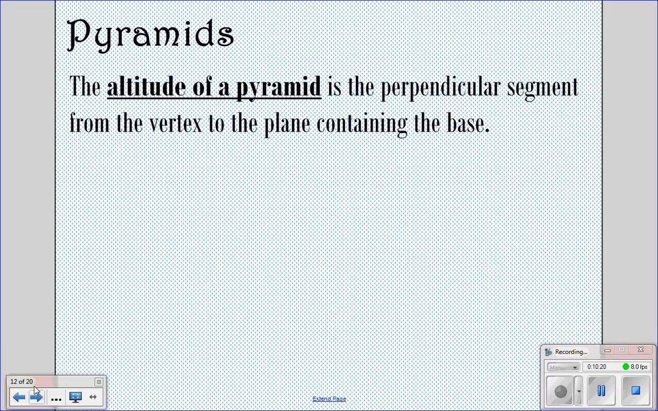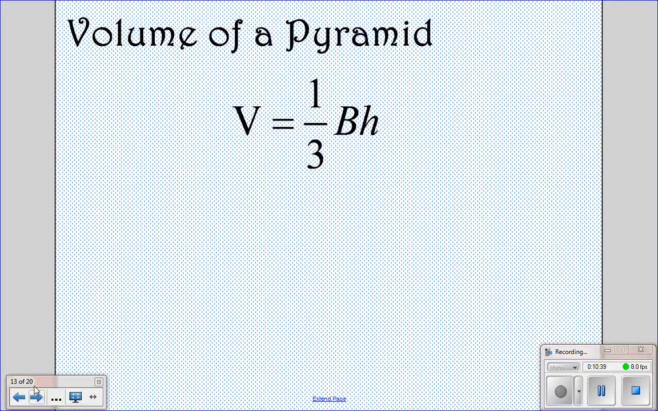Okay, so looking at the altitude of a pyramid, it's the perpendicular segment from the vertex to the plane that contains the base. So it goes from the vertex down to the base, and that's again different than the slant height. The altitude is always going to be smaller than the slant height. So the volume of your pyramid is 1/3 area of the base times the height. This height here is different than the slant height. This is not the same thing as L. Two different variables, two different numbers.